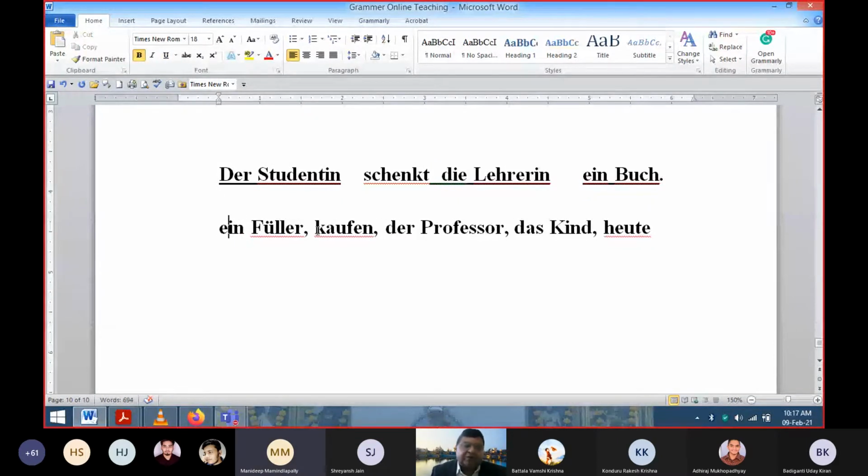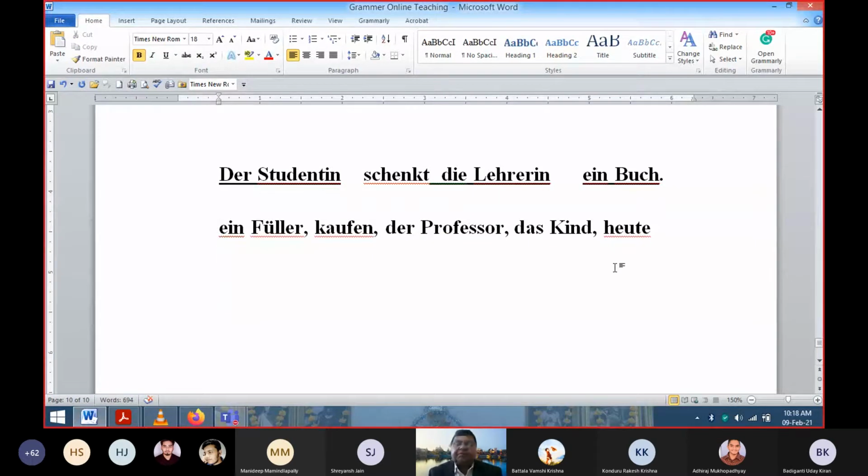I have written here a group of words. Füller, kaufen, der Professor, das Kind, heute. You all please make a sentence. I can ask any one of you. Füller means pen, and it's a masculine noun, der Füller. Kaufen means to buy. Der Professor, the professor. Das Kind means the child. And heute, H-E-U-T-E, means today.